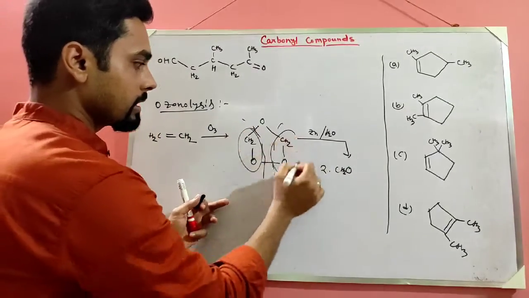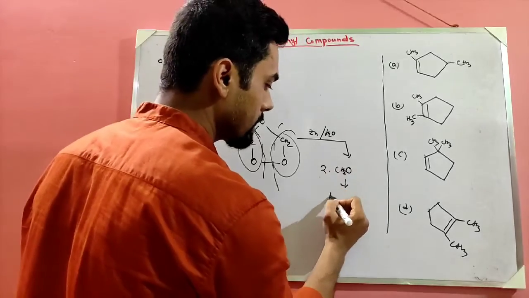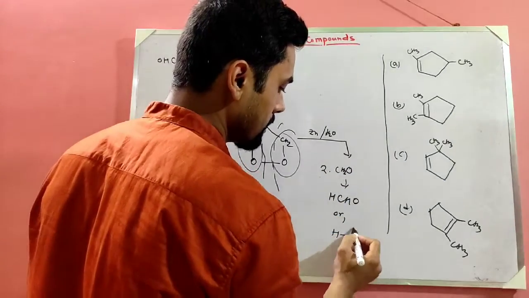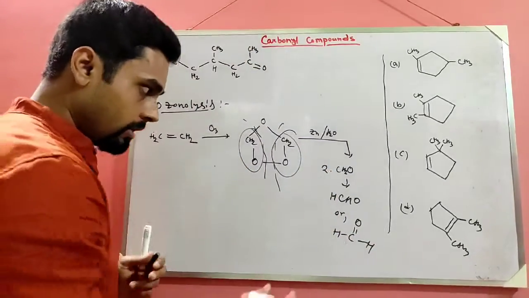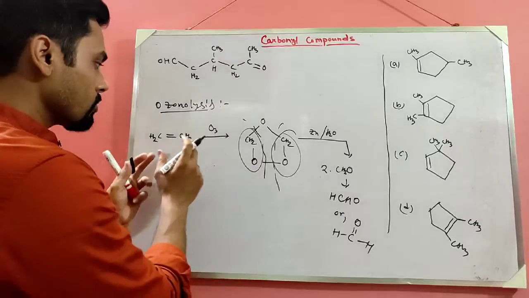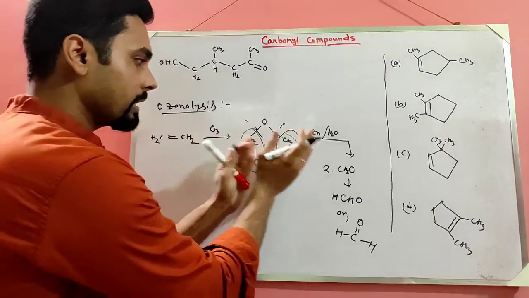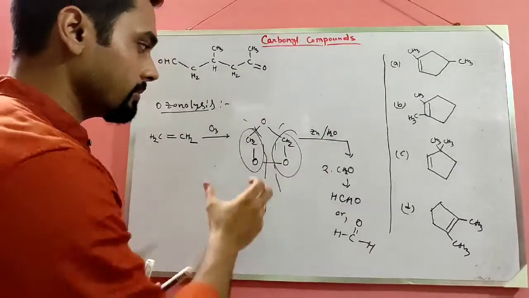Here same products, here also equal products. So two molecules of CH2O, that means it is formaldehyde, or how can it be written? HCHO. These all are equal. So 2 moles of formaldehyde. So after ozonolysis of ethylene, we get 2 molecules of formaldehyde. This is the process of ozonolysis of alkene.